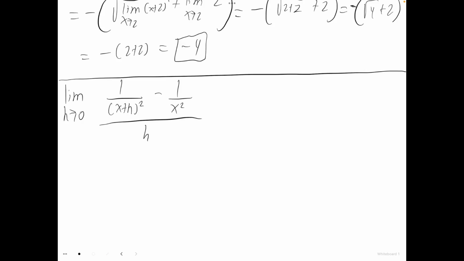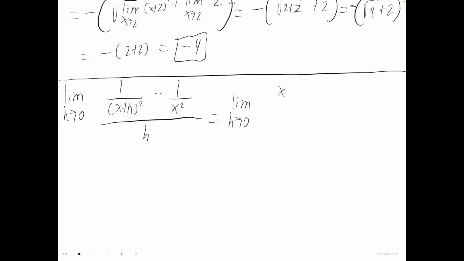Now we didn't talk about what to do in this kind of limit in the last video, but what we do here is combine the terms on the top by getting a common denominator. This is sometimes called cross-multiplying. I'm going to multiply the first term on the top and the bottom by x squared, and the second term on the top and the bottom by (x plus h) squared.